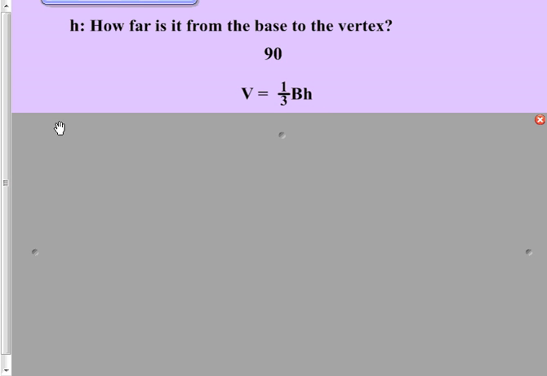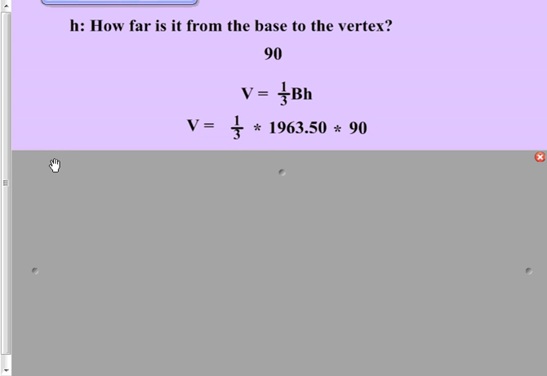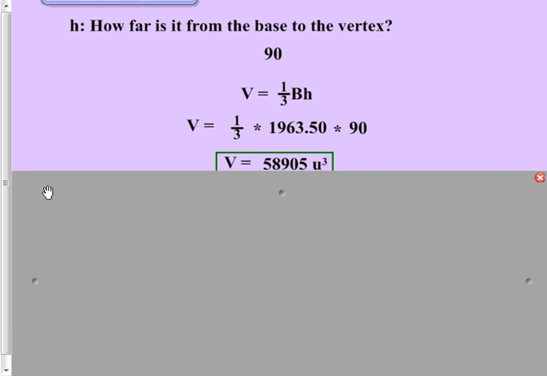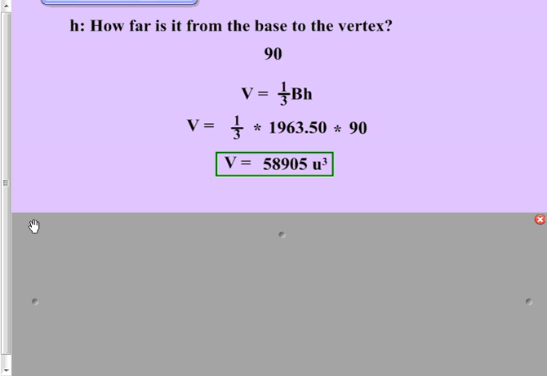And then let's plug into our formula. 1/3 times the area of the base times the height. The area of the base from the previous screen is 1963.50. Our h is 90 that we just discovered, and of course we'll have to divide that by 3 because that's the way the formula is written. The result of that is we end up with something very, very close to 58,905 cubic units.